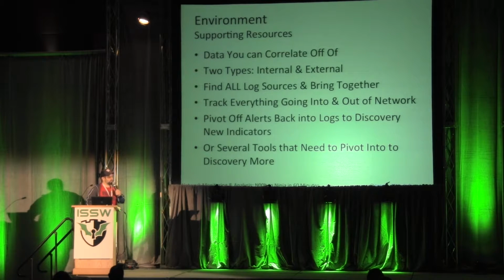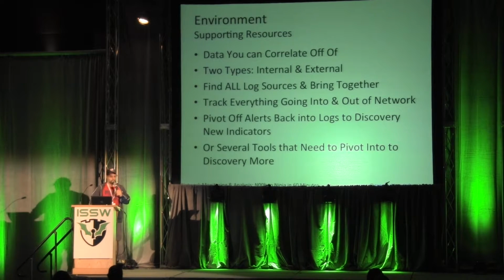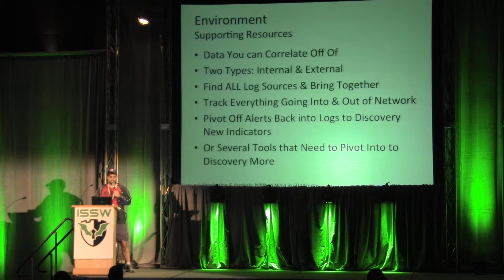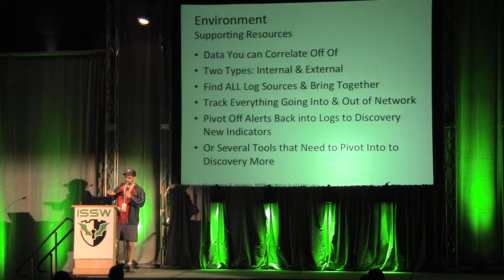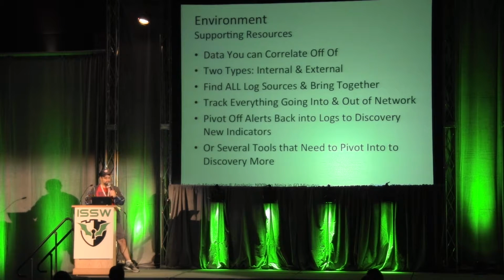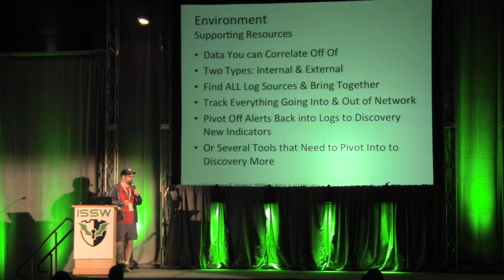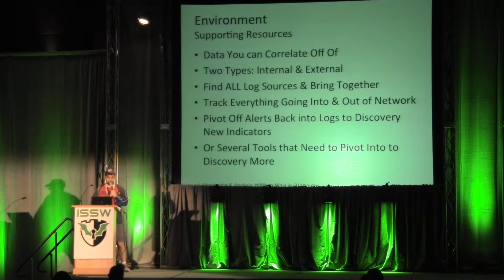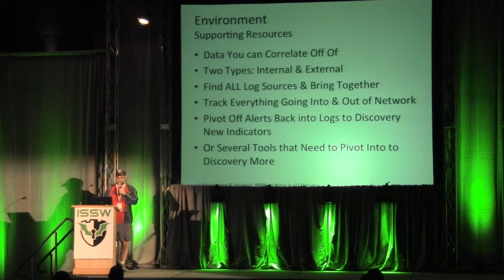So the supporting resources, as I talked about, this is data that you can correlate off of. Usually the alert has an indicator associated with it, and you can take that indicator and search through your supporting resources. That's what we mean there. There are two types of supporting resources: internal and external.